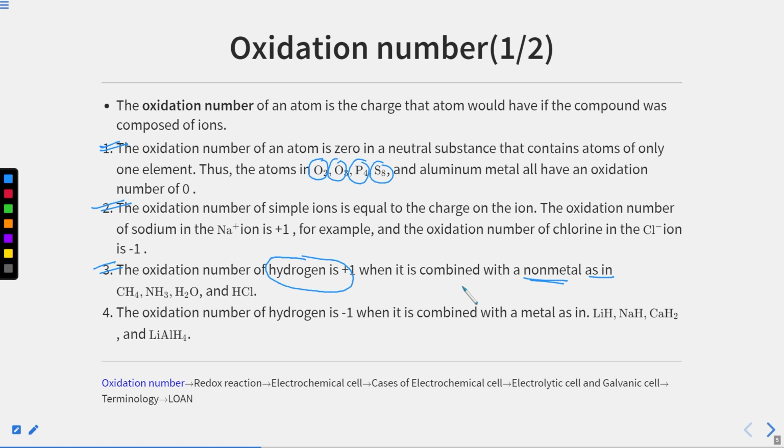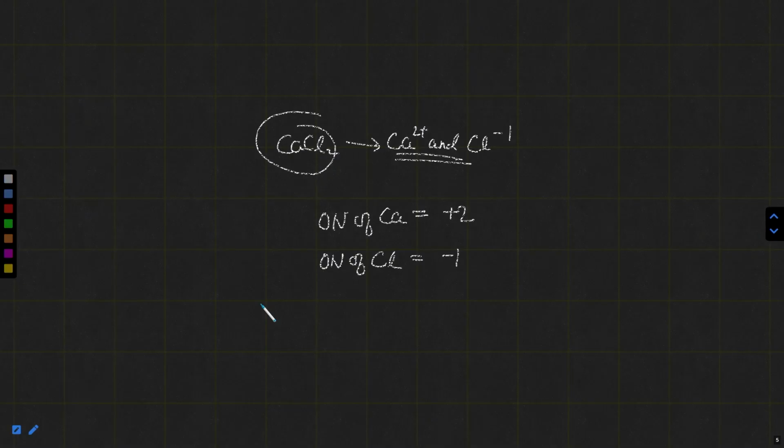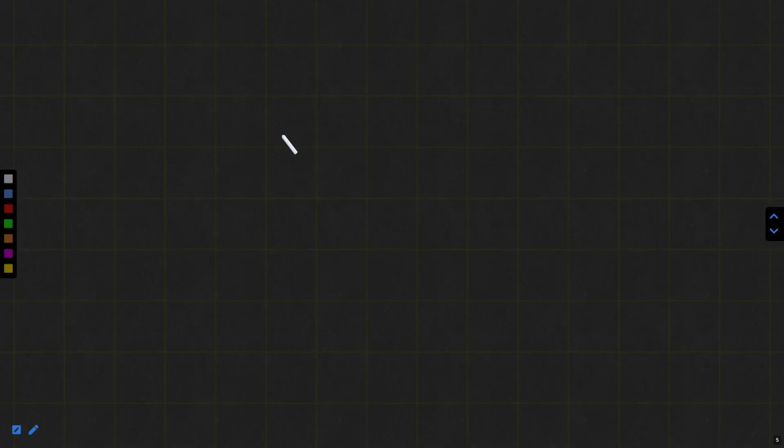So if I talk about +1, if it is combined with a non-metal, then it will always have a charge of +1. We have four examples given here: CH4, NH3, H2O, HCl. So in all these cases, if I say we have CH4, we have, say, NH3.